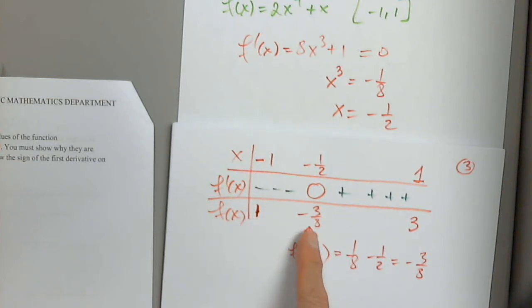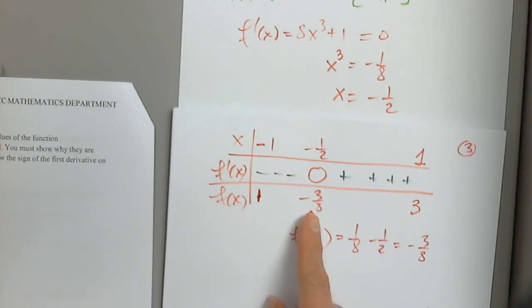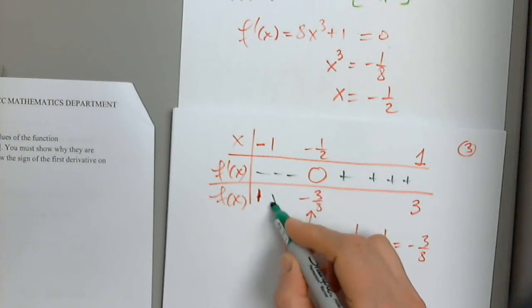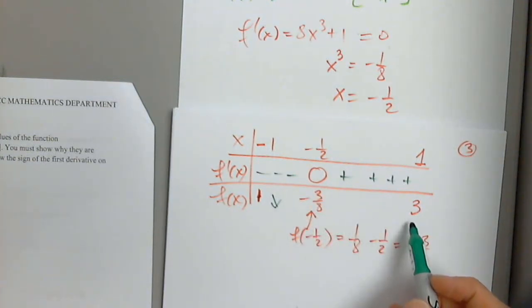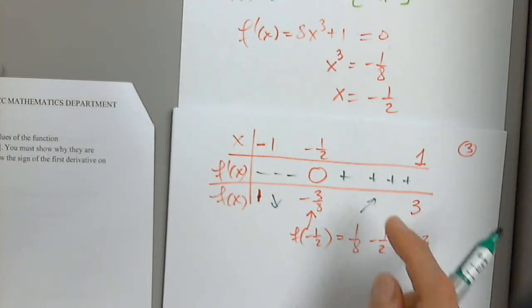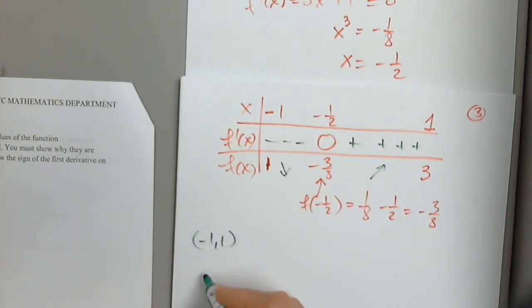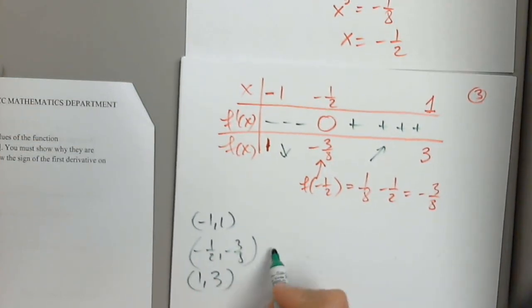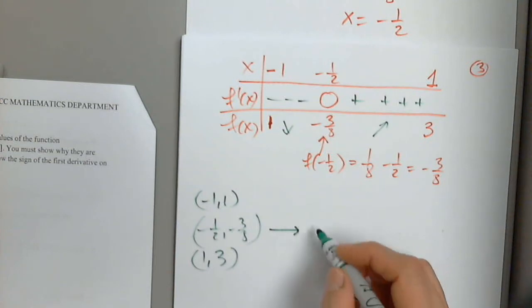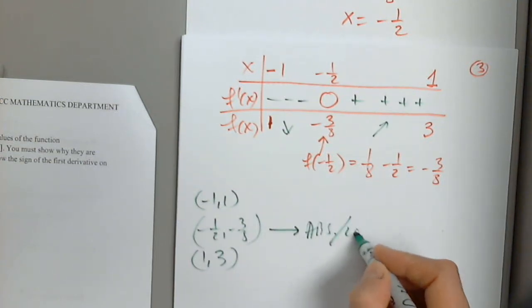From 1 to negative 3 over 8, is the function increasing or decreasing? It's decreasing. Correct. Is that supported by the sign of the first derivative? Yes. Good. From negative 3 over 8 to 3? It's increasing. Is that supported by the sign of the first derivative? Yes. Good. So now I have to identify negative 1, 1, negative 1 half, negative 3 eighths, and 1 comma 3. What do we know for sure about this one? That's min, because that's the sequence. So it's an absolute and local min.